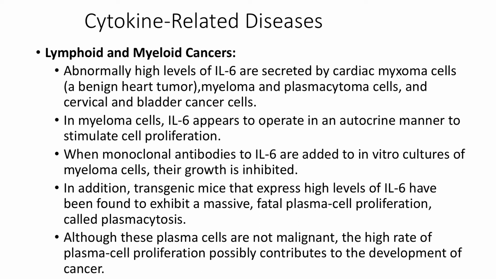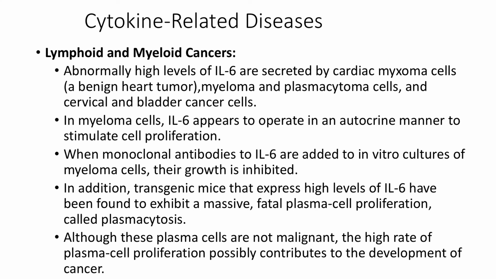So when monoclonal antibodies to IL-6 were added to in vitro cultures, their growth was inhibited. That showed that IL-6 is the cytokine working in an autocrine signaling way and producing more cells. I'm sure you are already aware of monoclonal antibodies. Monoclonal antibodies are highly specific antibodies which are made against a specific antigen. In this case, it is made against IL-6 to see whether IL-6 is the cytokine affecting the cell proliferation, and that's what they found.